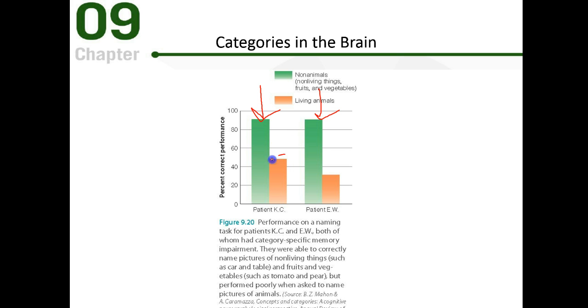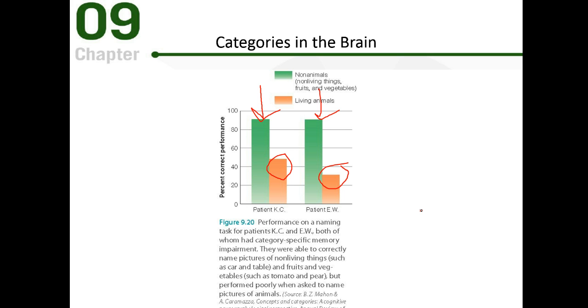But when they were asked to identify animals, both of them were able to do so to a certain extent, but their ability to do so was clearly impaired, and that's because they had category-specific memory impairment. Right? Why does this happen? Why are they able to categorize non-animals but unable to categorize living animals?